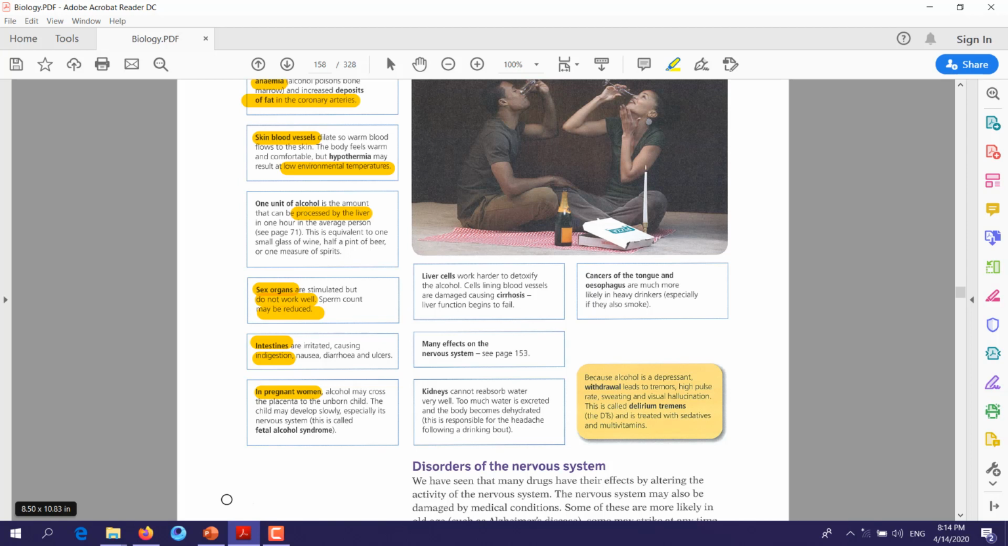So the baby will be born maybe with a small size. Okay, so this is small size, and it also causes some problems to its nervous system. This is called fetal alcohol syndrome. Also, it affects the liver cells, the kidneys, and the tongue. It causes cancer to it. The risk of having tongue cancer increases for people who drink and smoke.